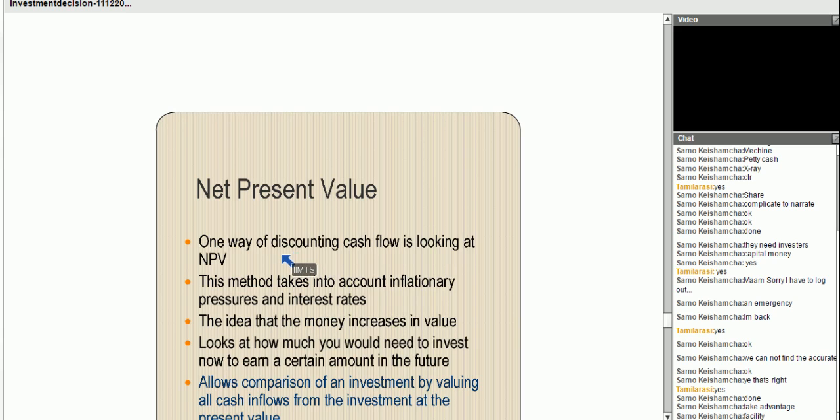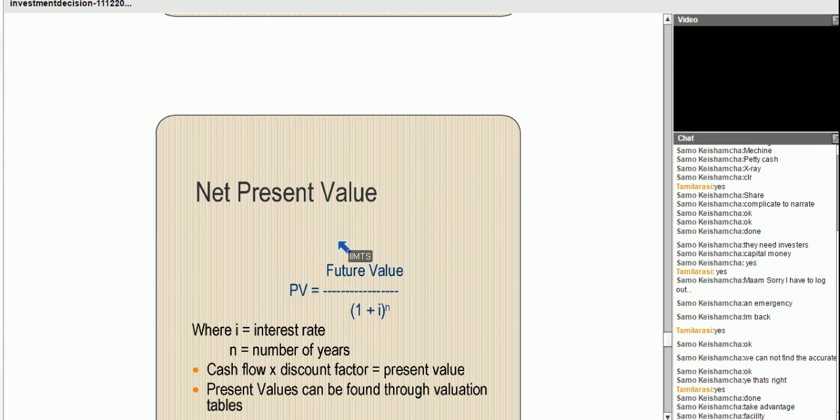So net present value takes into account the inflationary pressures and the interest rates, and that is very important because every economy is subjected to inflation. No economy is certain. So that is very important to be taken care of. Then the idea that money increases in value looks at how much you would need to invest now to earn a certain amount in the future. It allows the comparison of an investment by valuing all cash inflows from the investment. So this is just the basic point.